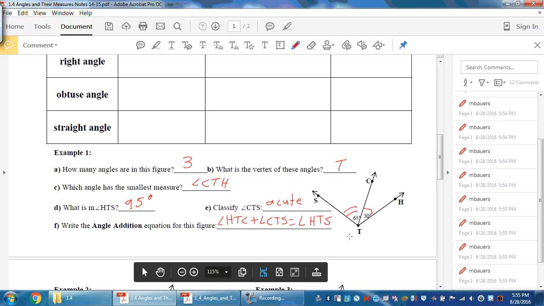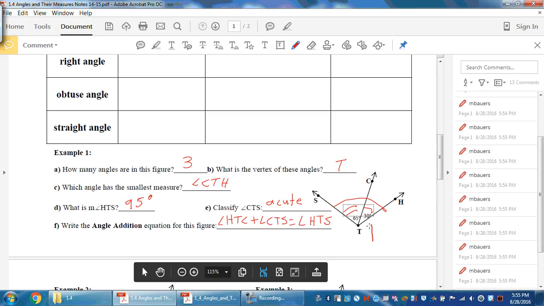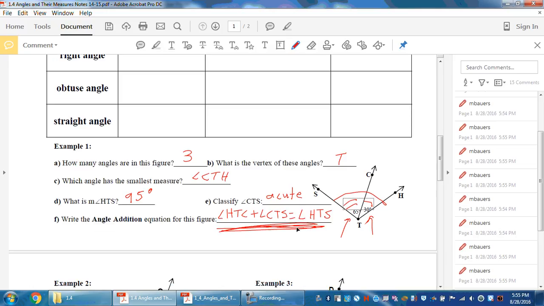Now, you probably could have just figured that out by looking at it, right? Oh, this is 30, this is 65. So if I want to know the measure of the whole thing, I'm going to add up these two numbers, right? Well, it's important to know this is a way we can think about it because sometimes we don't get just numbers for angle measures. Sometimes they give us expressions and we have to use algebra. So we'll take a look at that coming up.